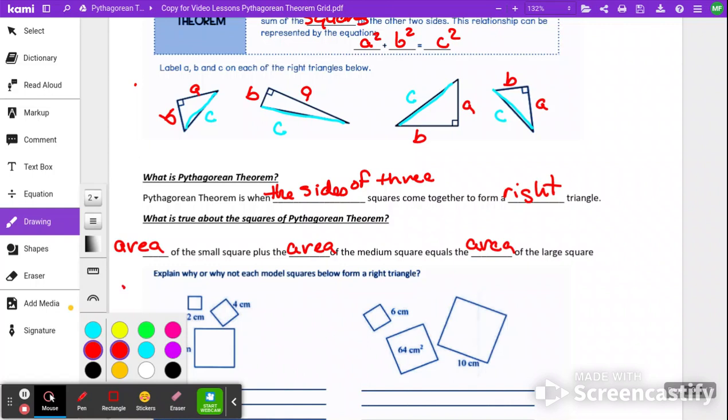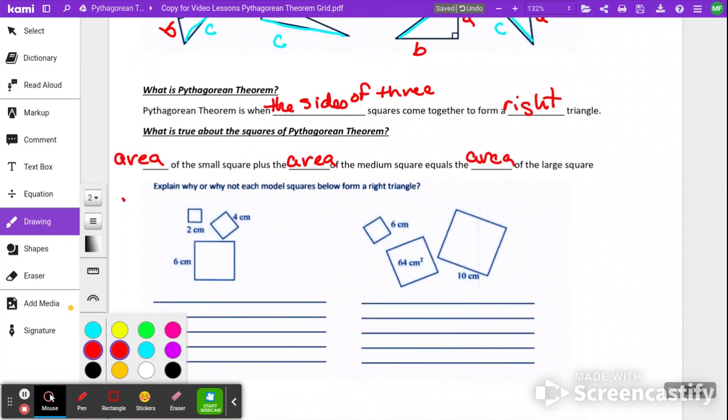Let's take a look at the example model squares below to determine if the sides of these squares will form a right triangle. What we need to do is find the smallest side lengths, and that will be A and B. This represents a square, so its side length is 8. So the two smaller sides lengths are 6 and 8. The longer side is 10. So A equals 6, B equals 8, and the hypotenuse C equals 10.